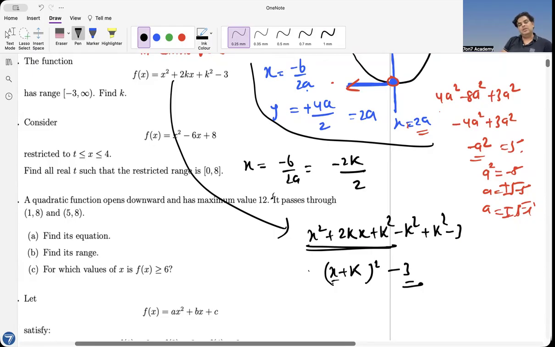So irrespective of what x value you put, k can be anything. So k can be any real number. Understand?